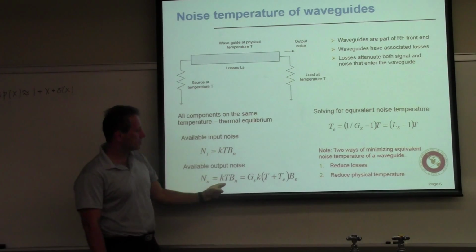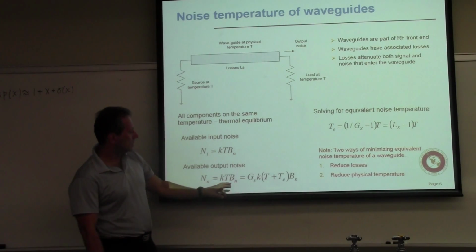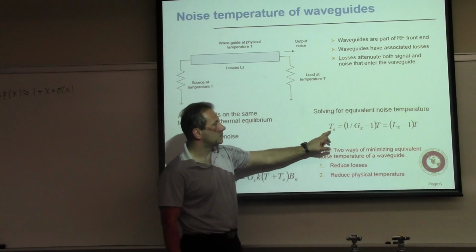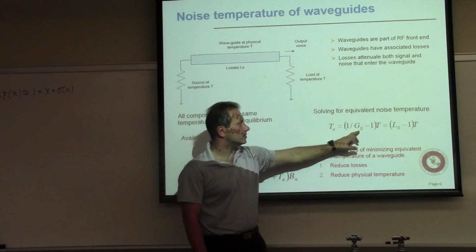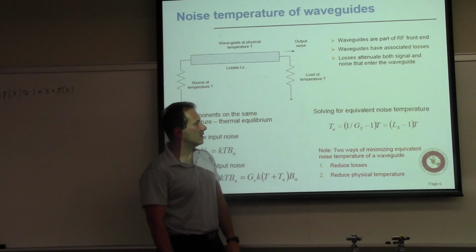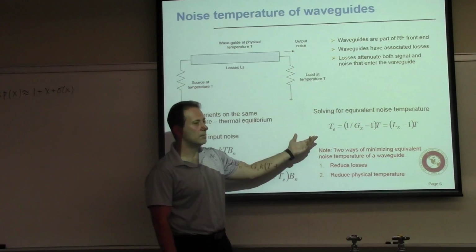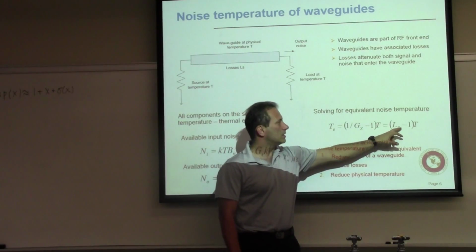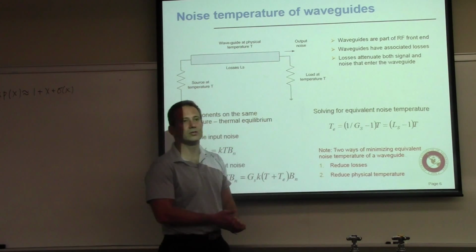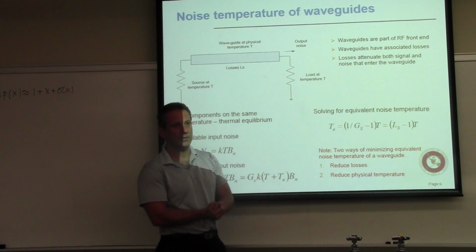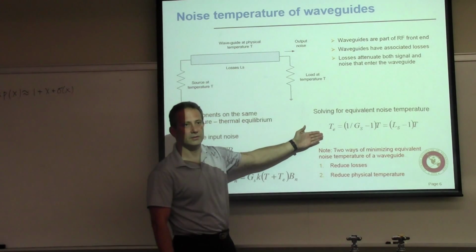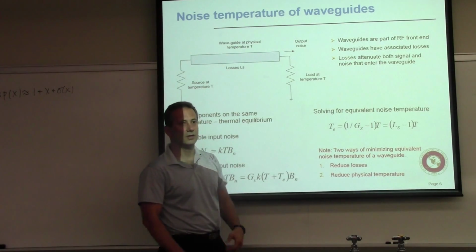Now if you look at this equation and this equation, then you can actually solve for T, and you end up with the equivalent temperature of the waveguide being 1 over GS, which is the gain of the waveguide, a number smaller than 1, minus 1 times T, or LS minus 1 times T. LS is the loss of the waveguide, a number greater than 1. It's important that you realize that this is all in linear, right? So all the gains and losses here are linear quantities.